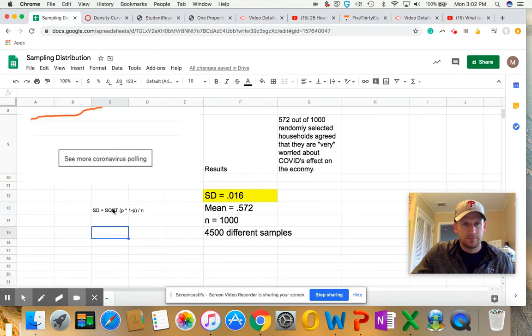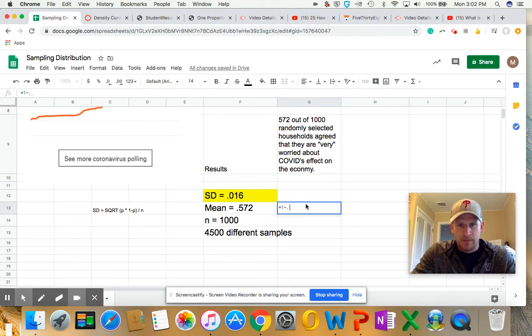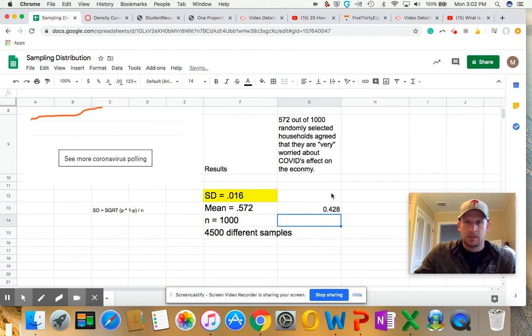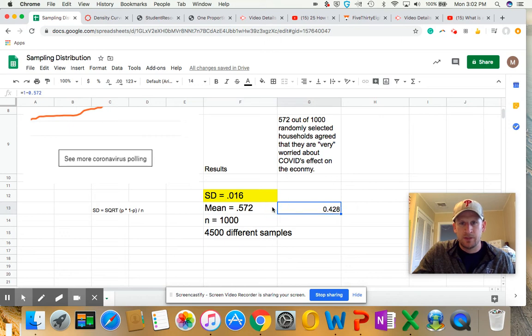Here we go. Again, standard deviation is equal to, well, let's first do this. Let's find 1 minus 0.572 first, and I get 0.428. So these are the two numbers I'm going to use in my equation. Let's make this a little bit bigger so we can see this.